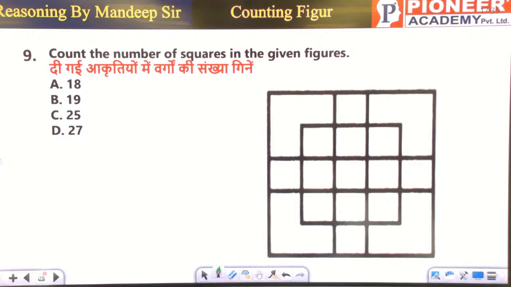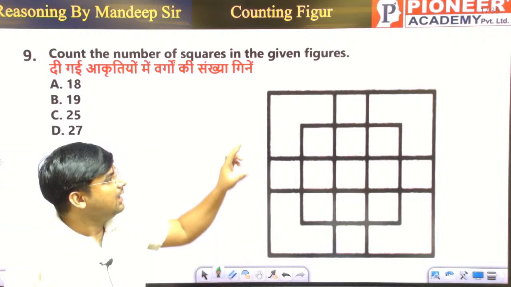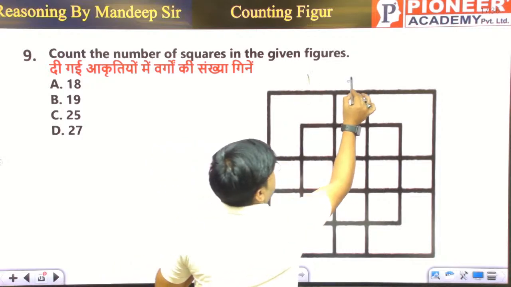27. If I said that 27 is the wrong answer, then 25. Look, it's quite easy. How many rows in this figure?